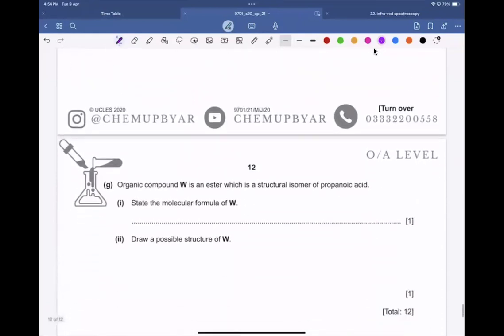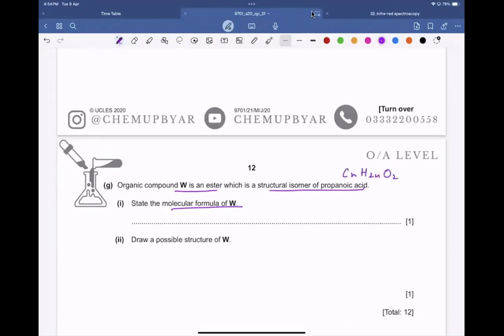Now, organic compound W is an ester, which is the structural isomer of propanoic acid. State the molecular formula of W. Okay. It's propanoic acid, right? So see, it's very easy. If you recall the general formula of ester and carboxylic acid, it's like this, CnH2nO2, isn't it?